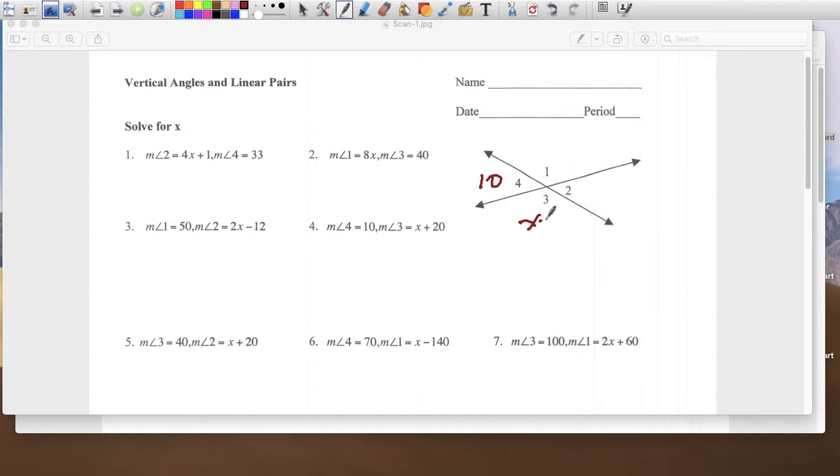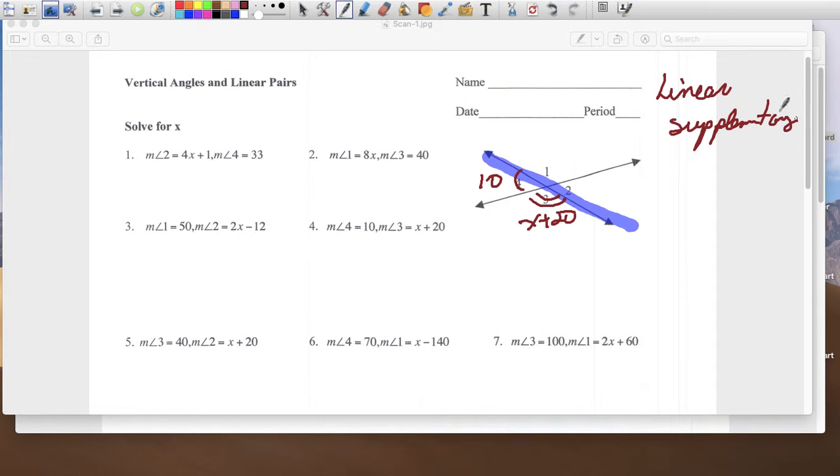Angle 3 is x plus 20. And again, now you have to decide what's the relationship between angle 4 and 3. Well, if you look, it's a straight line, right? So this angle right here and this angle right here, what's the relationship? They're on the same line, so they're linear and supplementary.